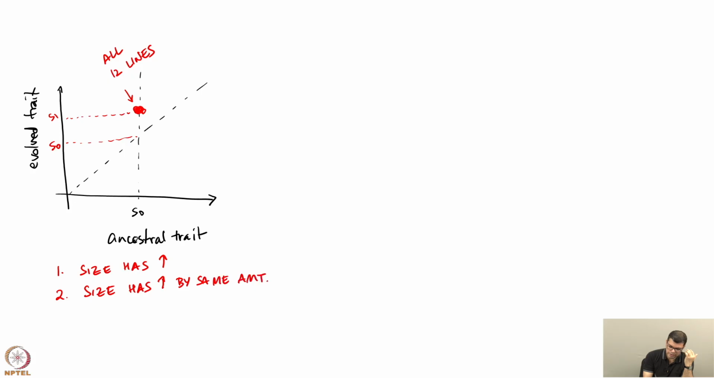In all 12 lines, what that means is that there must have been a necessity for size to increase by the same amount when cells are adapting in glucose as the environment. If there was chance associated with it, then we would see different responses for different lines. For example, an alternate response of the 12 lines could be the following.